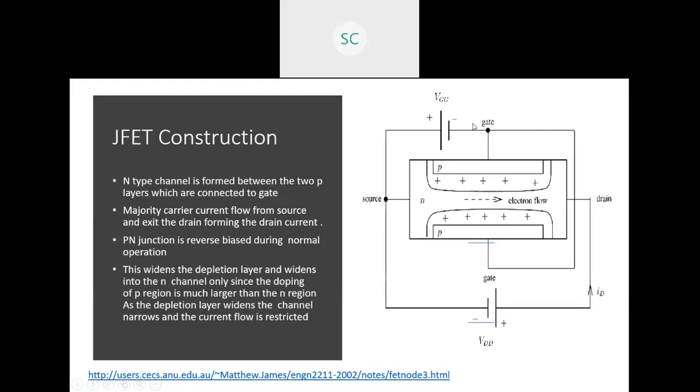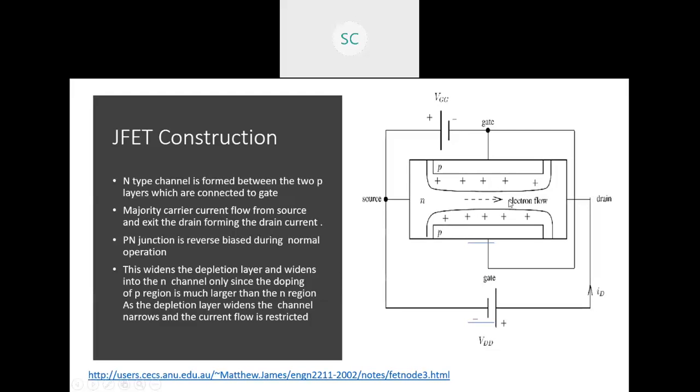JFET construction. An N-type channel is formed between the two P layers, which are connected to the gate. This whole structure is connected to the gate. Majority current flows from source to drain. The PN junction is reverse biased during normal operation. This results in widening of the depletion layer and narrows the N channel. Since the doping of the P region is much larger than the N region, as the depletion layer widens, the channel narrows and current flow is restricted.